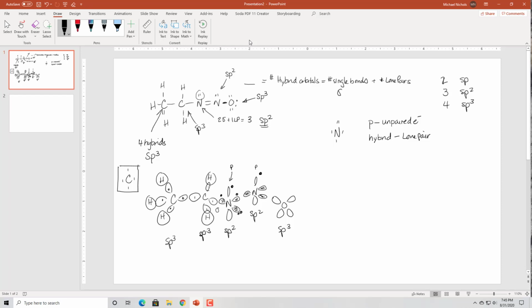The unpaired electron has to go in the p orbital. It has to be used, the other unpaired electrons have to be used to form the single bonds, which leaves the lone pair going in that hybrid orbital. And then for oxygen, it has, in this case, 1 unpaired electron, because that's being used to form the single bond, and 3 lone pairs, so that means this unpaired electron will pair up with this one, and then the unpaired electrons then go into the 3 hybrid orbitals.